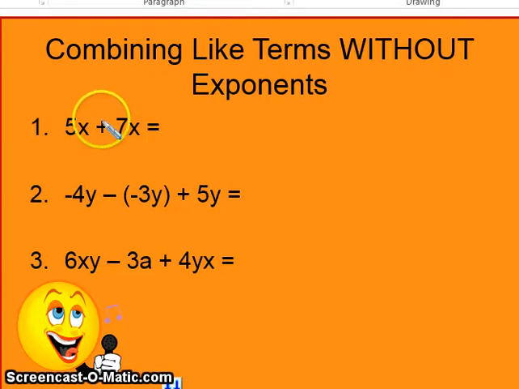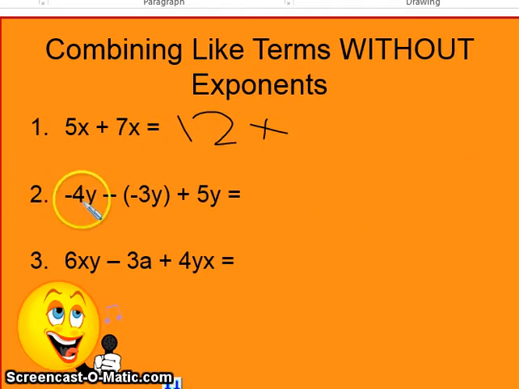In example 1 here, this needs to be in your notebook, it's part of your notes, we have 5x plus 7x. Now 5x has x to the first power, and 7x has x to the first power as its only variable and exponent. So these are like terms. In order to combine them, we simply combine their coefficients. So 5 plus 7 is 12. And then the variables and exponents they have in common are x. So 5x plus 7x is 12x.